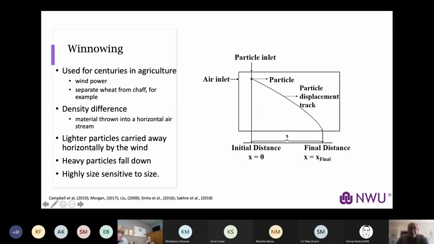If you look at the graphic on the right, you can see the typical displacement of a particle if you drop it in a horizontally flowing air. We've been able to model this now fairly accurately, so we can predict very accurately what that distance x at the bottom will be, how far for a certain size, airflow and density that particle will fall, and that is the topic of a PhD.